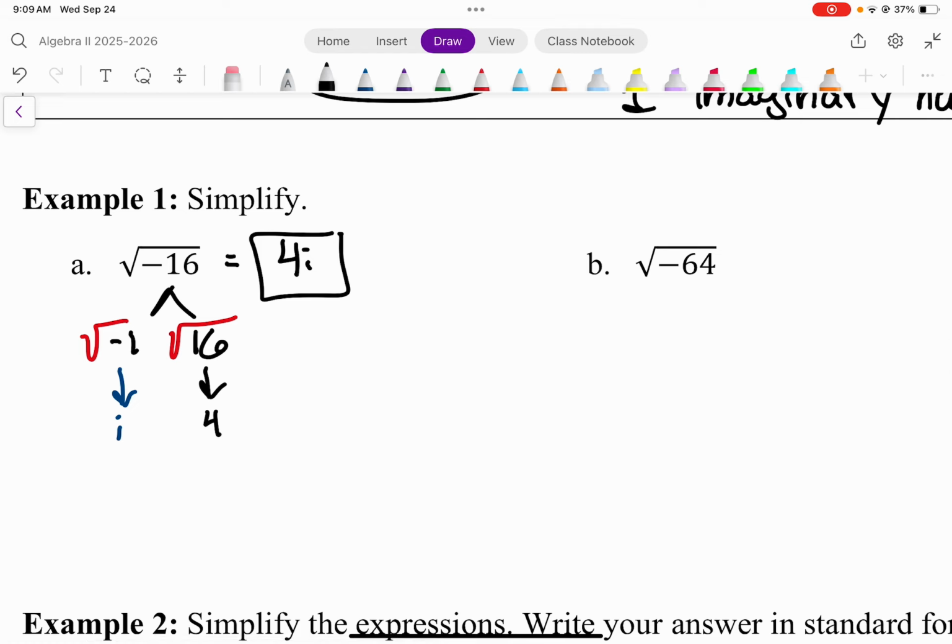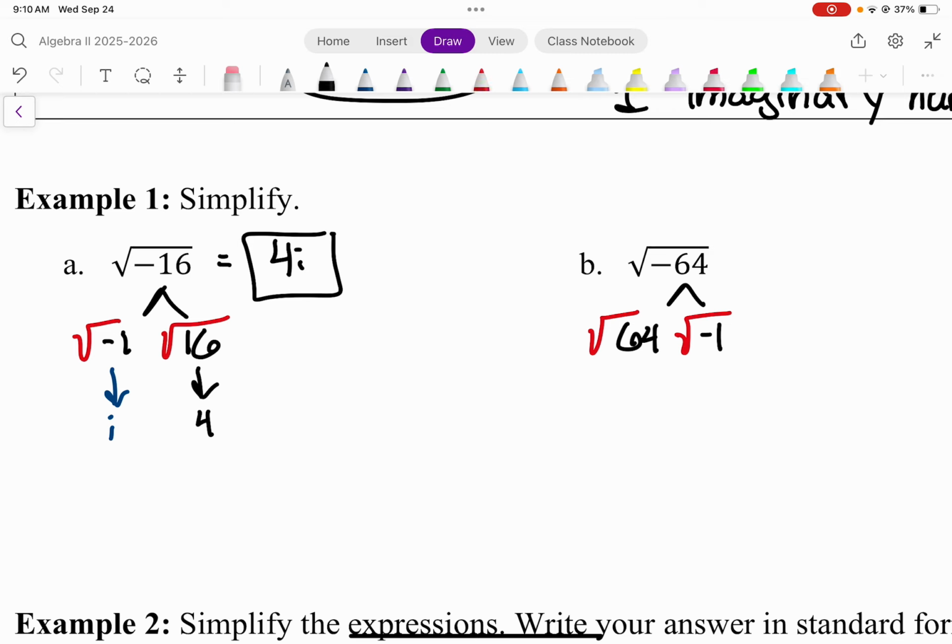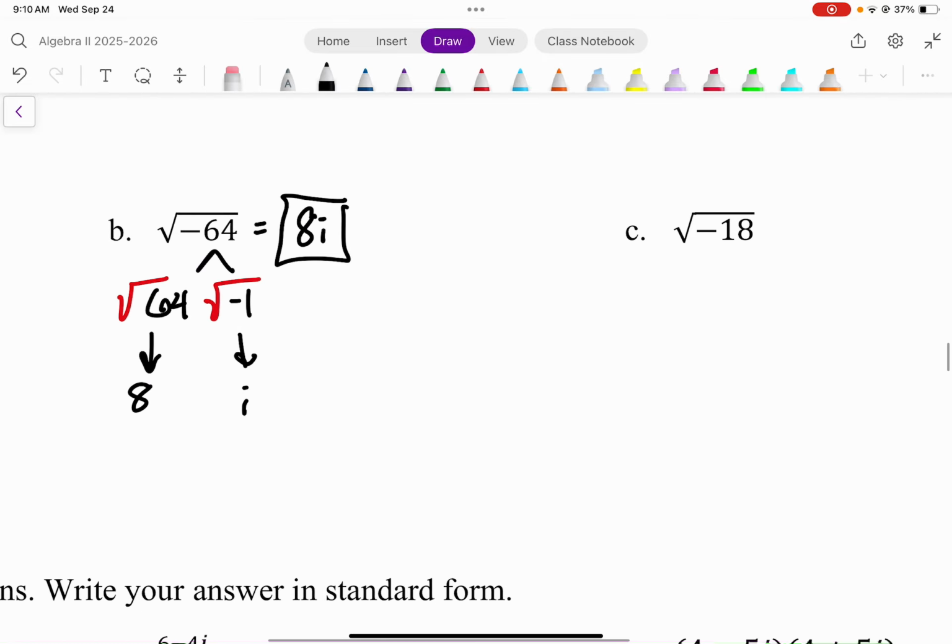So if we look to letter B, this one we have -64 that we are taking the square root of. So I'm going to separate it into a 64 and a -1, and then simplify each of those square roots. The square root of -1 is i. We already talked about that one. And then the square root of 64 is 8. So when we write our final answer, we would write it as 8i. When you have a whole number and then an i that goes with it, we're going to write it the same way we would write like 8x or 4x, with the number in front and then the i or the variable behind that number.